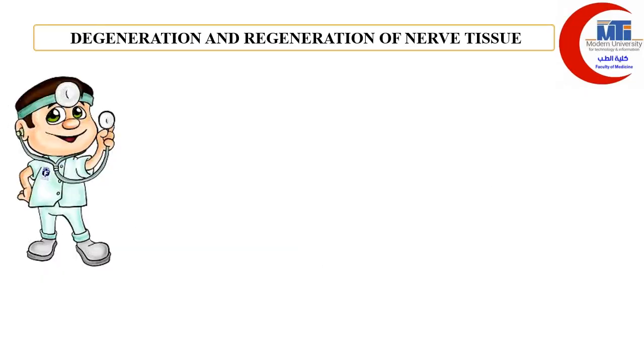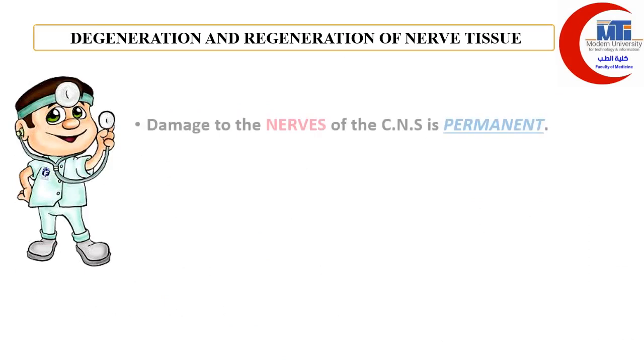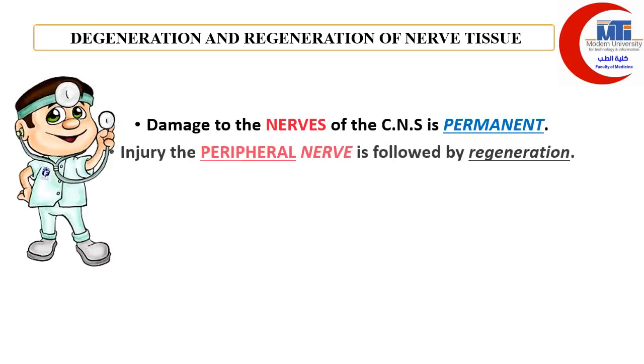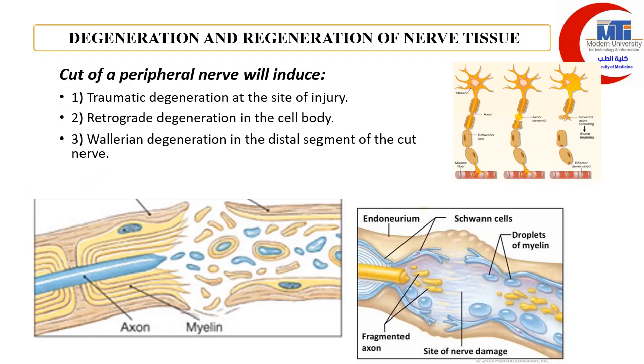Okay, now we will discuss degeneration and regeneration of the nervous tissue. Damage to the nerves in the central nervous system is permanent. There is no regeneration. Injury to the peripheral nerves is followed by regeneration. This occurs in the peripheral nervous system. How do degeneration and regeneration occur? Now we will discuss degeneration.